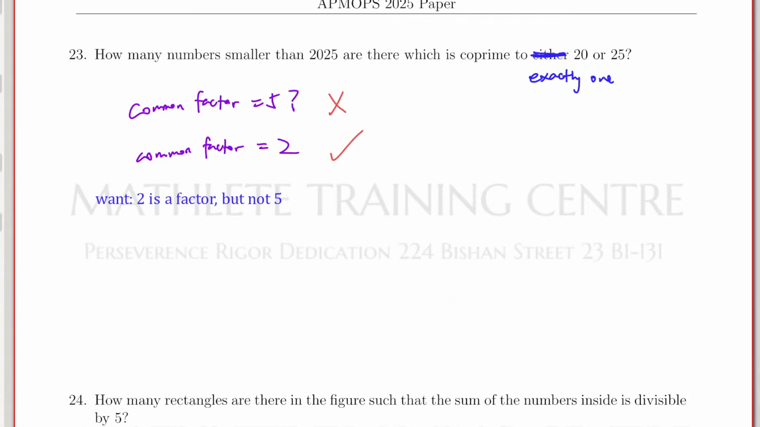Let's start easy, from 1 to 10. We realize 2 will work, and then 4 will work, 6 will work, 8 will work, but not 10, because 5 is a factor of 10. So from 1 to 10, 4 numbers work. This will be true for every single group, all the way to the end.